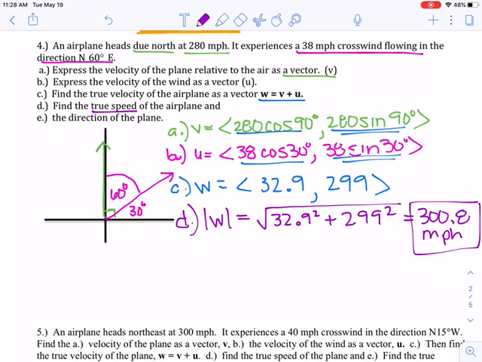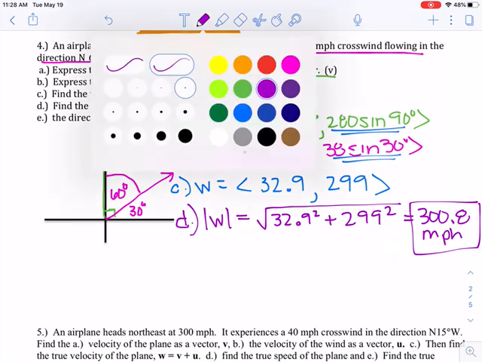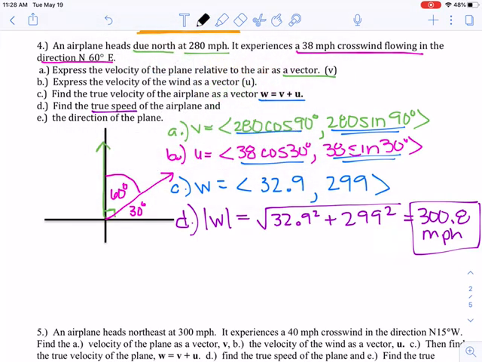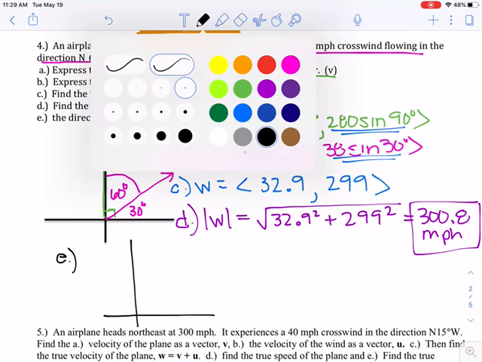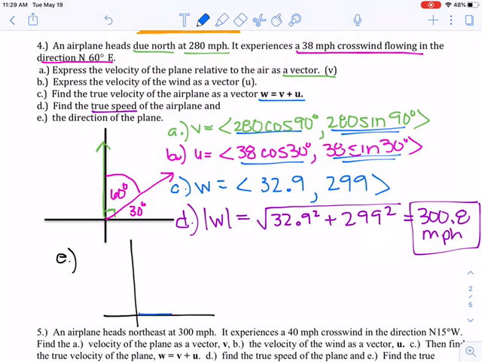For E, now we want the true direction of our airplane. So for part E, let's go ahead and draw in that vector W. So vector W goes forward 32.9, goes up 299, and so I can draw in my vector W here.